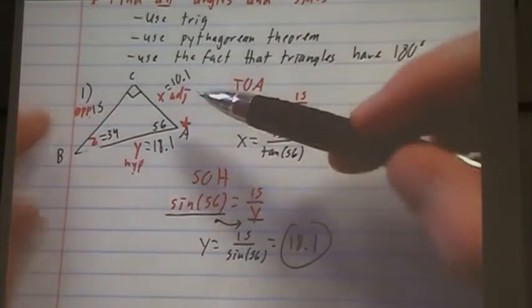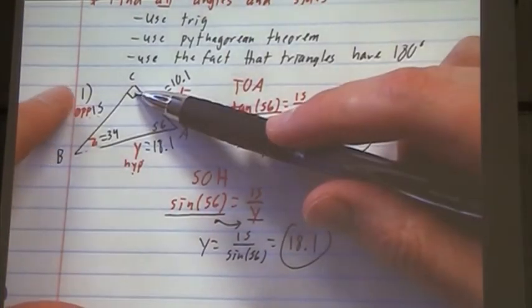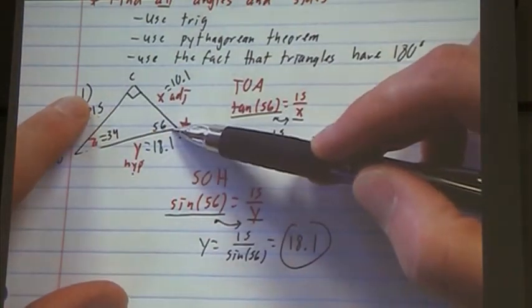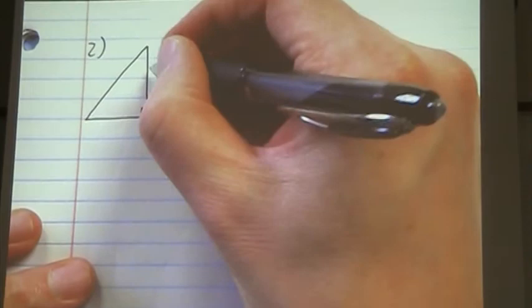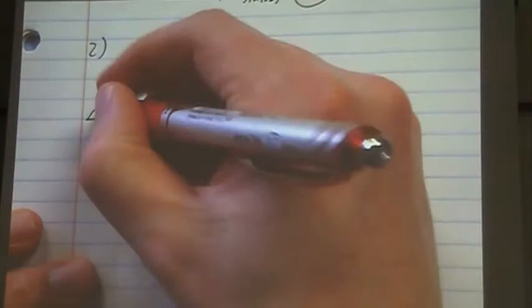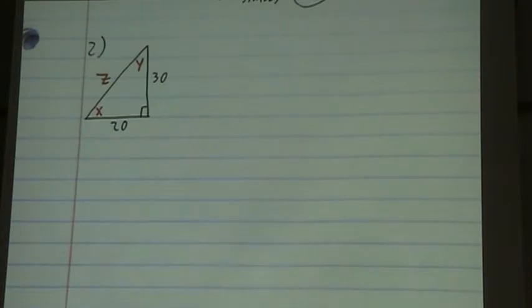Now, we started this problem by being given a 90-degree angle, one side, and one angle. The next one, I'm just going to give you two sides. So second example, what if we go 30, 20. XYZ. All right, well, here we go.